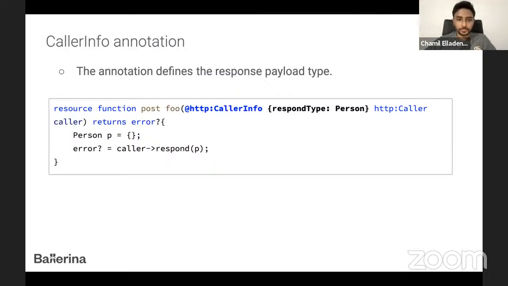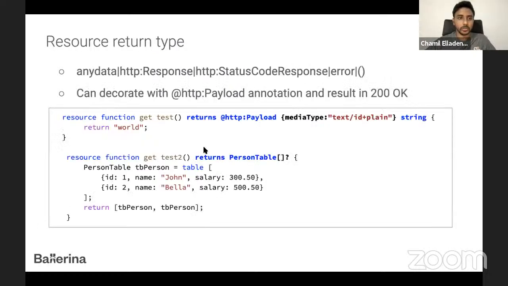All right, now let's talk a bit about the resource return types. Earlier we had error and nil as return types, but now it has changed to accept any data, HTTP response, HTTP status code response records, and error. The special thing about this concept is you can decorate your return types using the HTTP payload annotations. It's more like you are overriding your content type header. And the other thing is when you are returning any data from this resource, it always ends up being a 200 OK response.